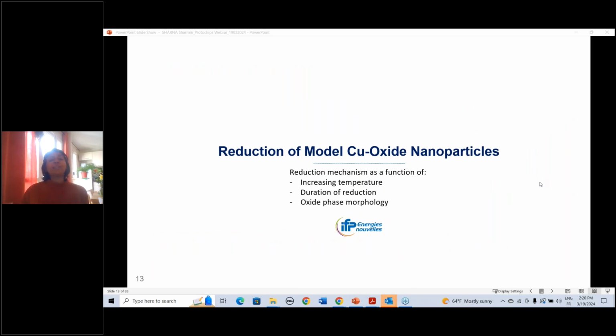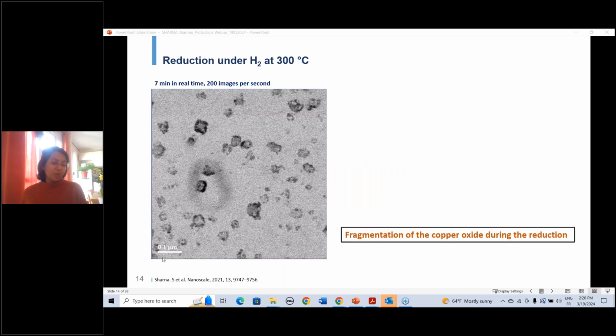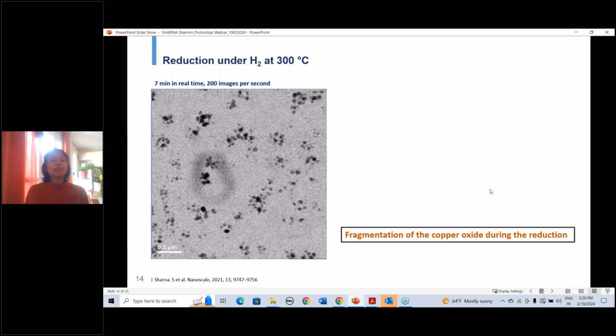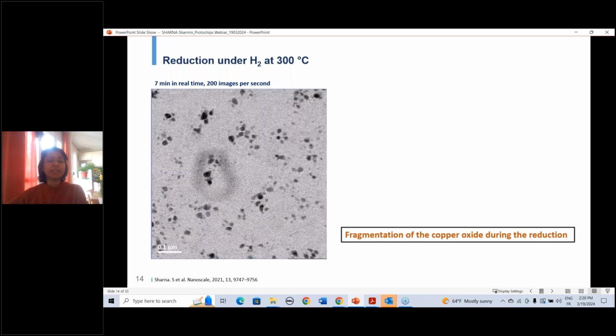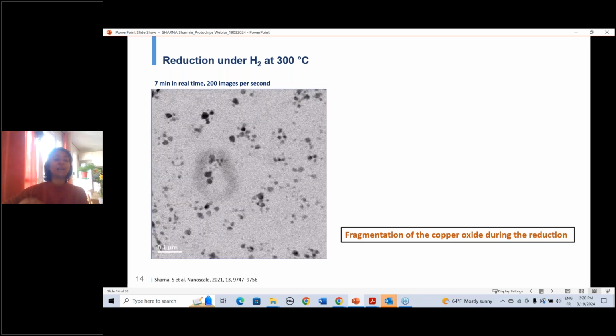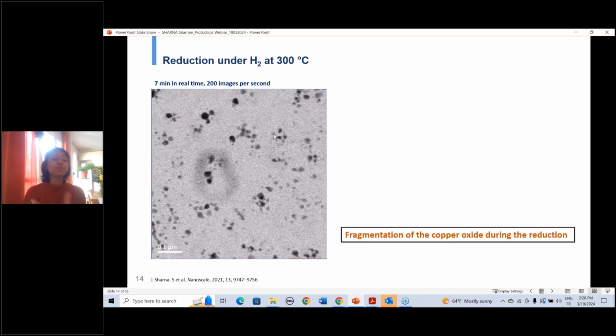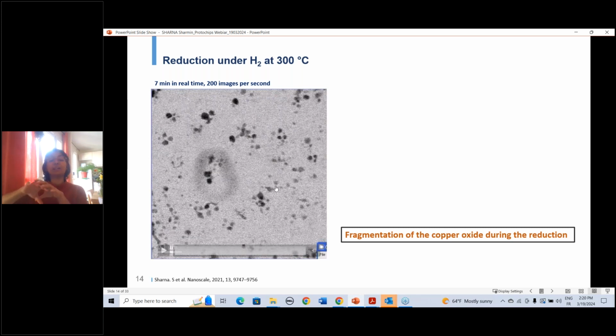Now we would like to see how the material changes when we produce a reducing gas. So when we introduce hydrogen in the system, this is what is happening. For the hollow particles, for example, here, we see the introduction of hydrogen leads to fragmentation of the nanoparticles into smaller particles from an initial copper oxide phase.